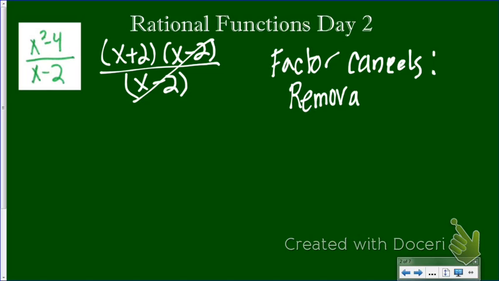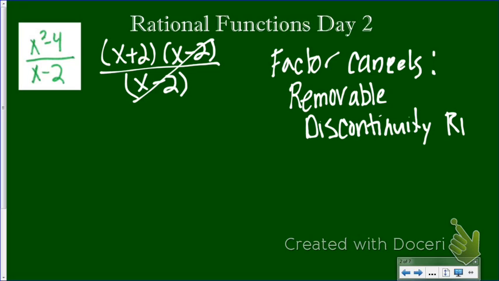So a removable discontinuity. Sometimes you'll see me abbreviate that RD, because I don't want to write all that out. But more commonly, you may hear that just referred to as a hole in your graph. So a removable discontinuity is a hole. When you cancel out a factor, we'll have an open circle on our graph, because our graph is going to be that entire function except for that one x value. And the x value is the 0 of the canceled out factor.